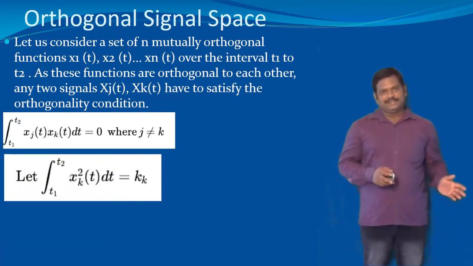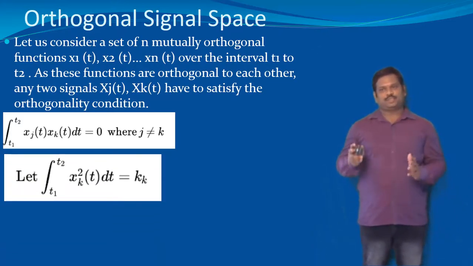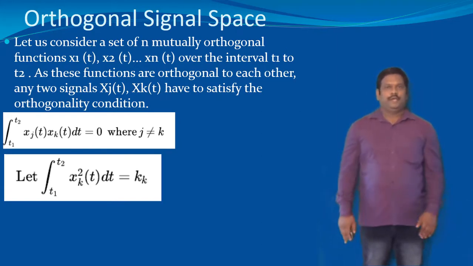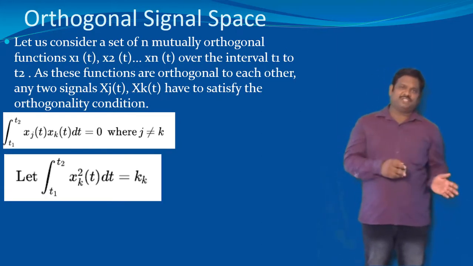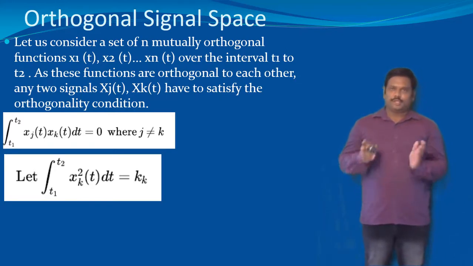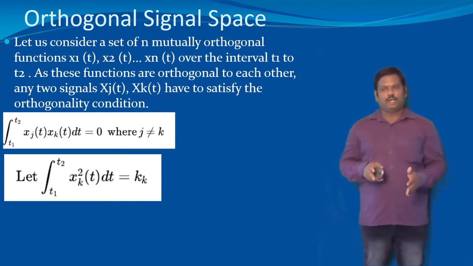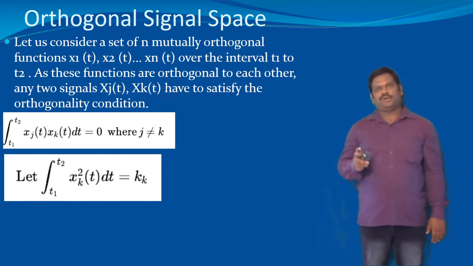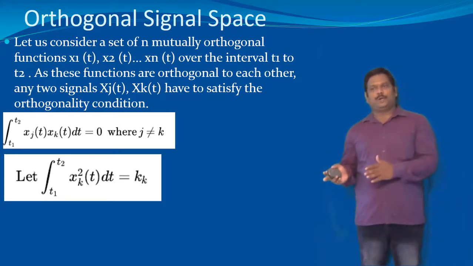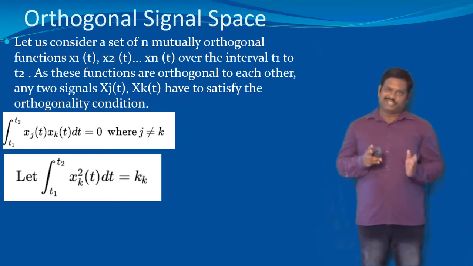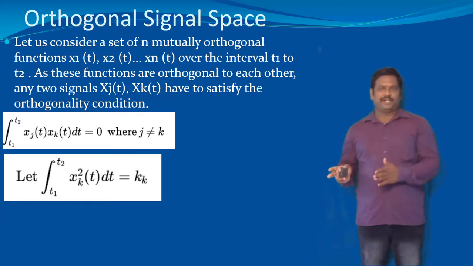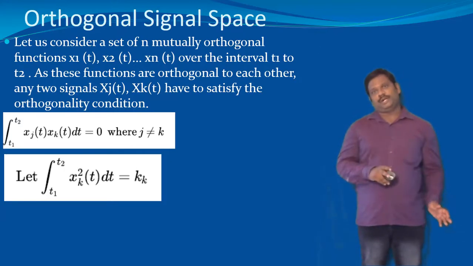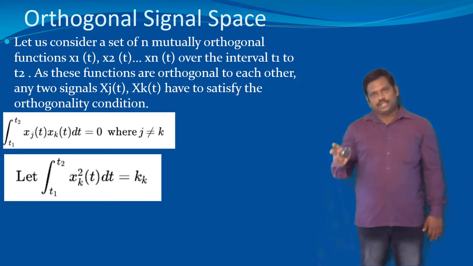Next, the integral of t1 to t2 xk square of t dt is equal to k. When both the functions are the same, that is j is equal to k, then the integral of t1 to t2 xk of t and xk of t, that is xk square of t, gives a particular constant k. When the two functions are different, they are said to be orthogonal, and their integration will be equal to 0.